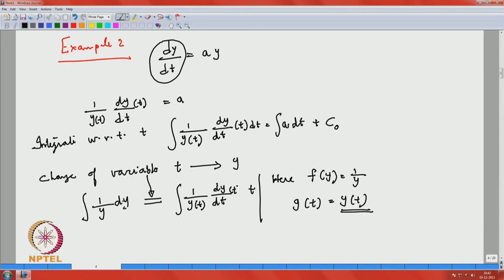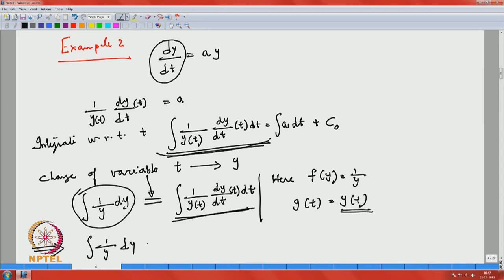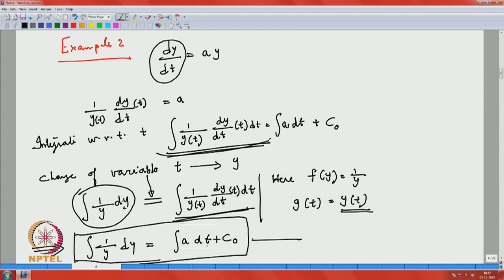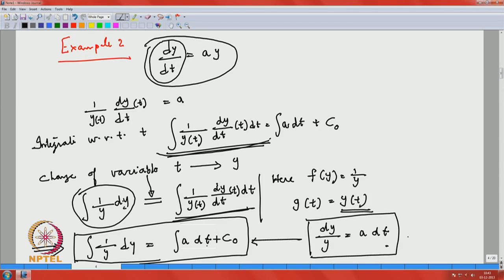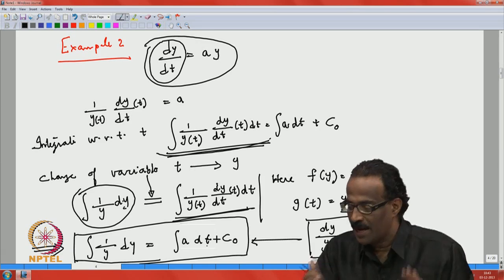I have this into dt, and this is nothing but the left hand side of this one. Hence, if I substitute this for this term, I will write the integral of 1 over y dy is equal to the integral of a dt plus c naught. So you arrived at this formula with a change of variable, and this is again symbolically represented by dy by y is equal to a dt. This formula cannot be directly derived from here. It is the fact of integration by parts. This is one important thing I would like to explain.